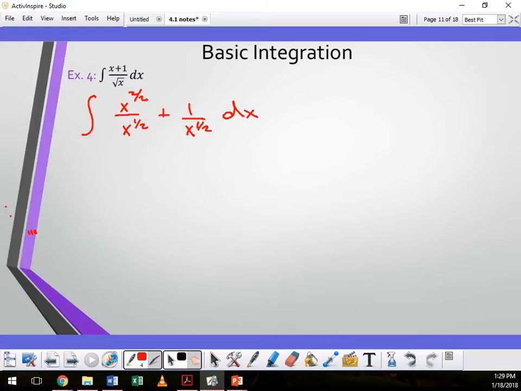When I bring it up, it becomes negative, so I'm subtracting my exponents. It's going to give me the integration of x to the 1/2, and right here it becomes plus x to the negative 1/2 dx. So now I've cleaned it up.